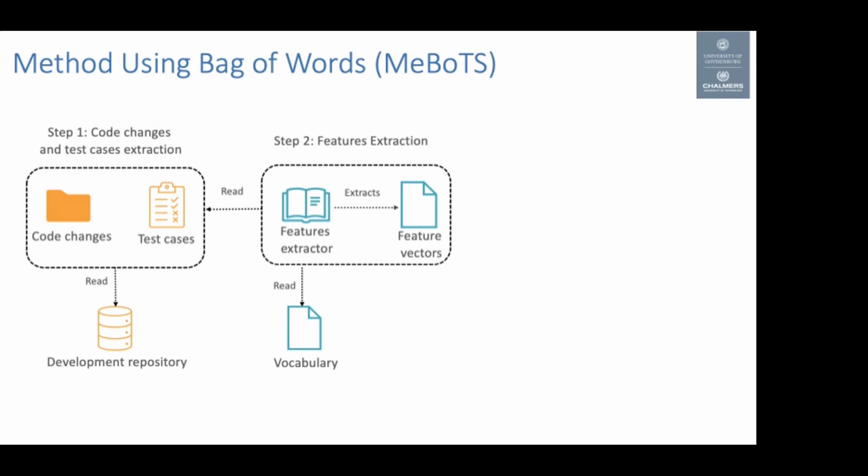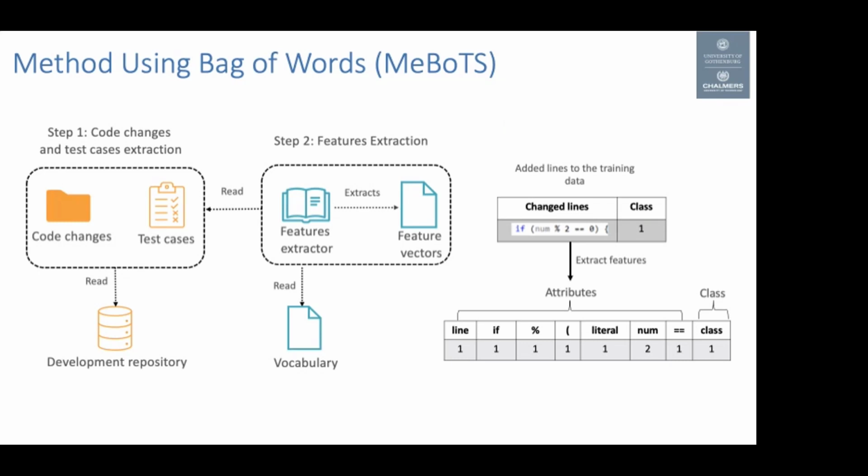And in the next step of the method, we transform the lines collected from step 1 into feature vectors using a feature extractor algorithm. And in our method, we use the bag of words approach to make this transformation from text into feature vectors, where each vector corresponds to a token found in the lines of code being analyzed. And the table here shows an example of how the generated feature vectors would look after being modeled using the bag of words approach.